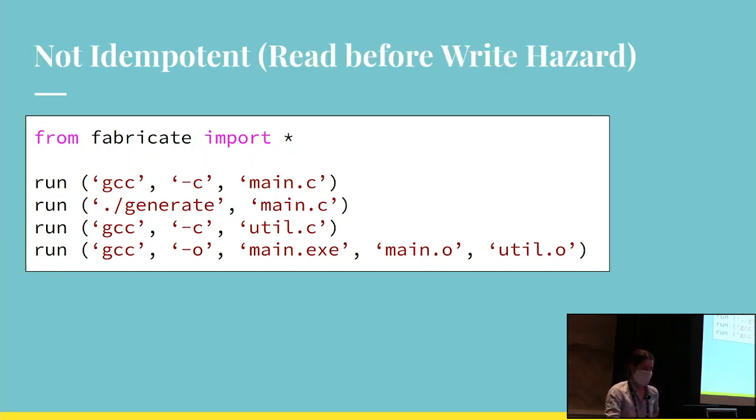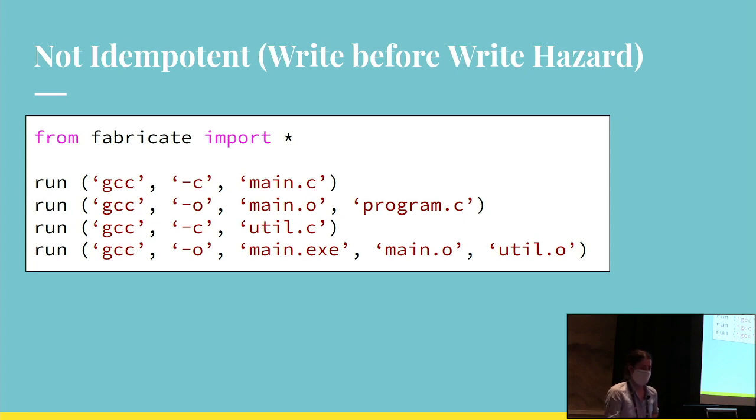Here is an example of a non-idempotent build script. It's because this build script modifies its own input main.c. It reads from it in the first command, and then in the second command, we change it. So if you run this build script again, it's likely going to rerun the first command. We refer to this behavior as a read before write hazard.